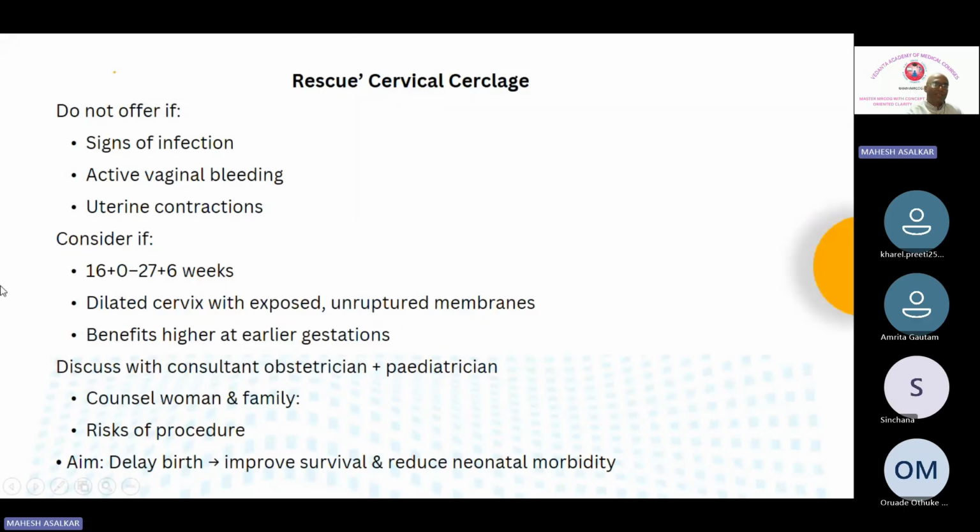So if it is a case between 16 to 27+6, the option may be rescue cerclage. Dilated cervix with exposed and unruptured membranes. It has a higher benefit at earlier gestation. Discuss with consultant obstetrician and pediatrician. Counsel the woman and family, and the risk of the procedure you need to discuss. It delays the birth by around 34 days, so approximately 4 to 5 weeks, it will prolong the pregnancy. Provided the cervix is dilated, the membranes are exposed, but there is no rupture of the membrane, you may think about this.